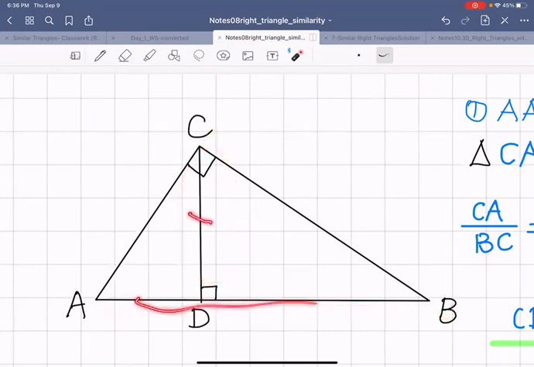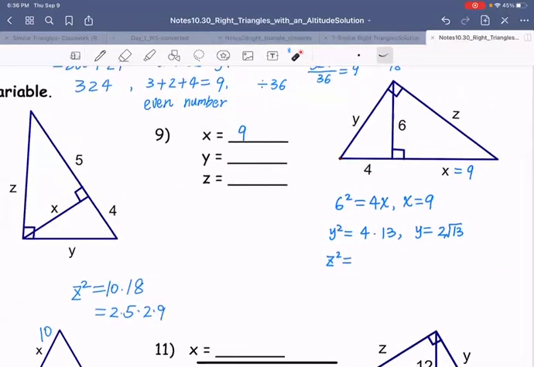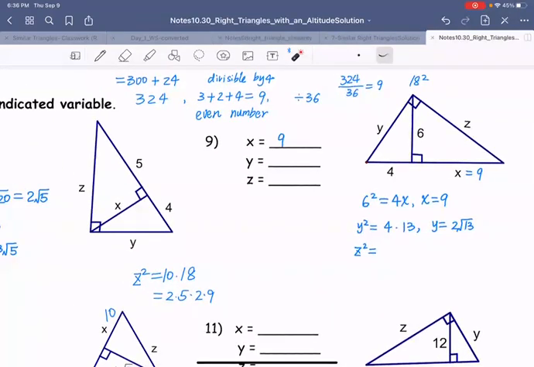This times this divided by 2 is a triangle area. This times this divided by 2 is a triangle area. So CD times AB equals AC times BC. Okay, yeah. Now go ahead, finish your Z.